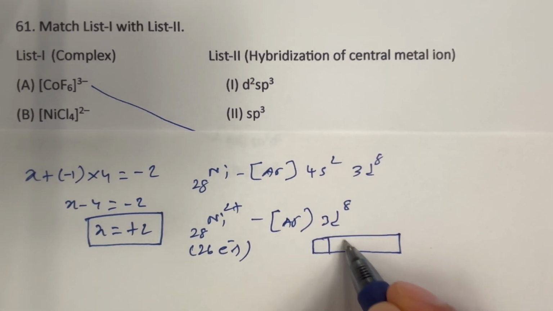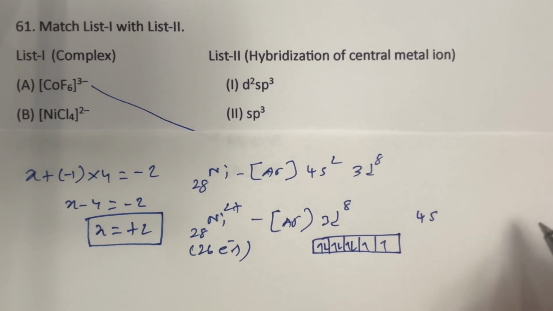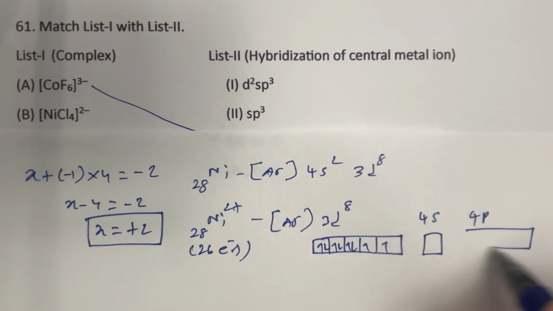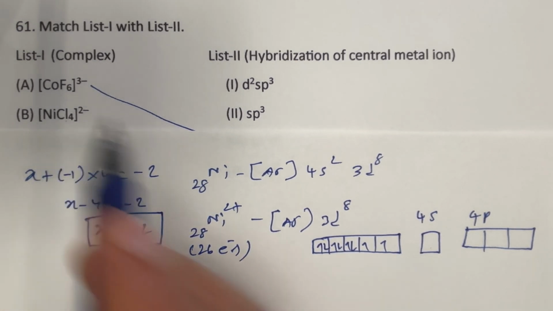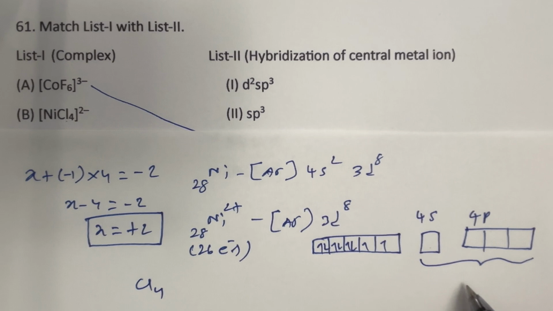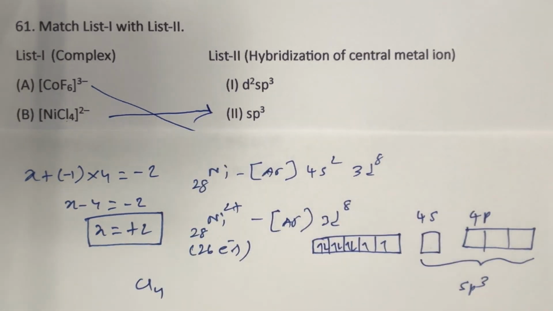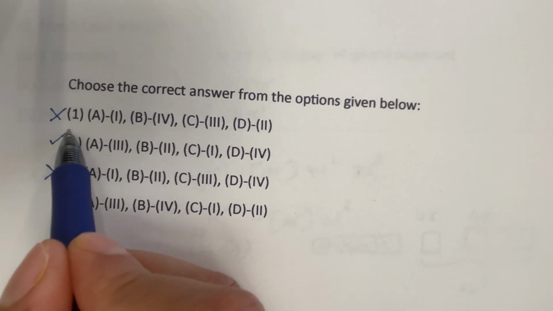But chlorine is a weak ligand. That means pairing is not going to occur. So, we will have 8 electrons here. Pairing is not going to occur. Therefore, we have to once again use the outer orbitals for hybridization. 4s is empty, 4p is also empty. We have 4 ligands, Cl4 here. So, that means the hybridization here is sp3. So, this means B is matching with 2 itself. Therefore, if B is matching with 2 itself, that means option 2 is correct here.